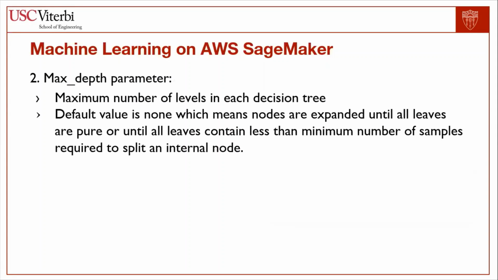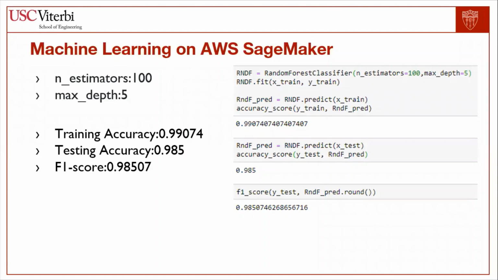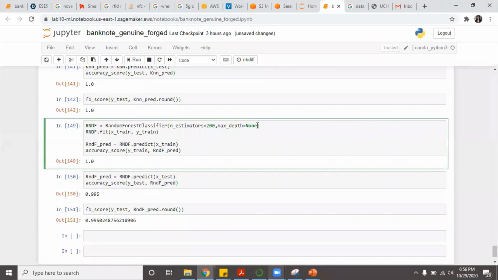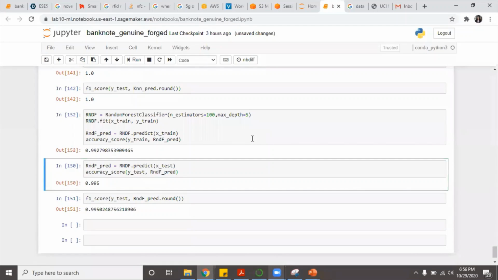Now what is the max depth parameter? It is the maximum number of levels in each decision tree. The default value is none, which means nodes are expanded until all leaves are pure or until all leaves contain less than the minimum number of samples required to split an internal node. So let's take the default value, as the default value is none, that we have seen. Now let's keep it 100 estimators and depth is 5.